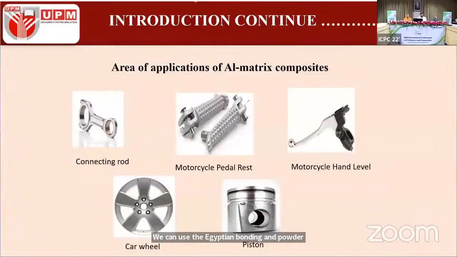These are the areas of application of aluminium matrix composite. On the left hand side, we see the connecting rod, motorcycle pedal rest, motorcycle hand lever, car wheel, and piston. Some of these applications are ordinary, but the selection of material can be based on the aluminium matrix composite because of the characteristics that they offer.